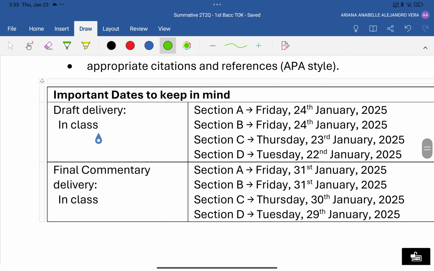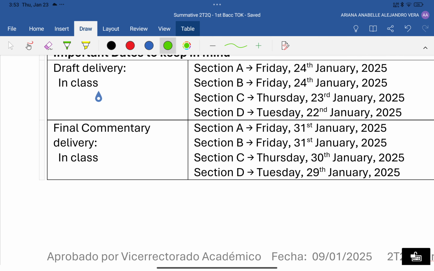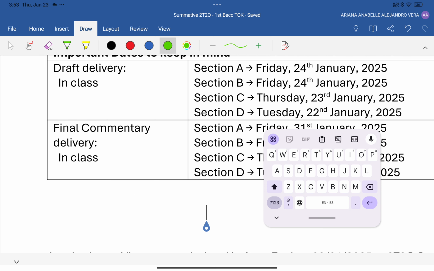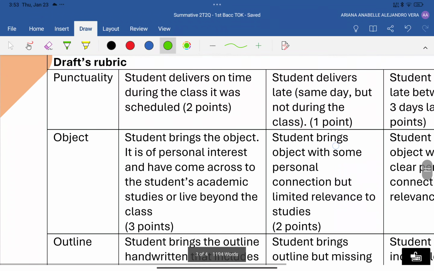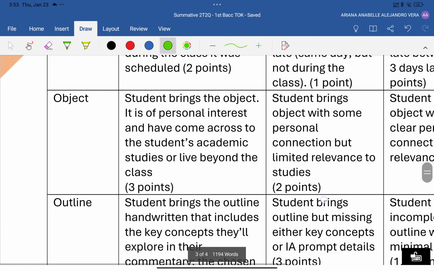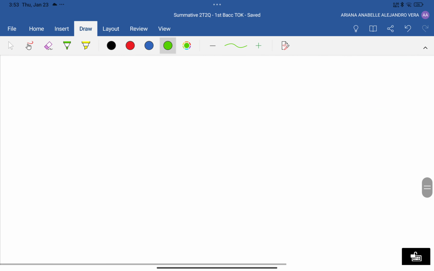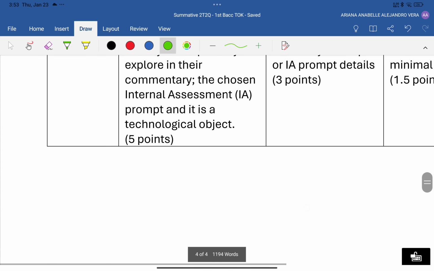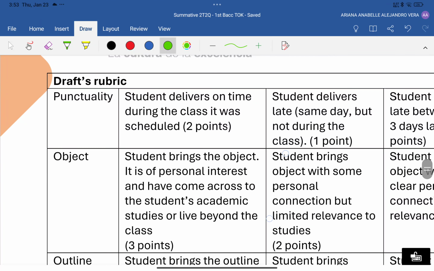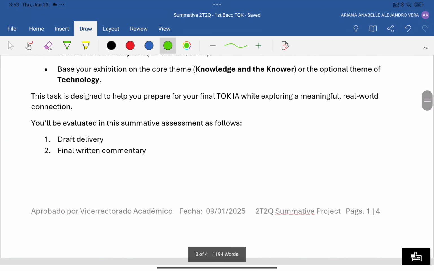So the first is the draft delivery. That is the draft. We have different dates because it goes according to the dates that we have class. The draft should be delivered in class. I'm sorry. And one of the things is that the draft should be delivered handwritten. I think it does not say that here. Oh my god. It does say somewhere. I'm pretty sure about that. Both are handwritten, the final commentary and the draft. So that is the first part. That's the draft. Let's go to the next part and explain the other part.